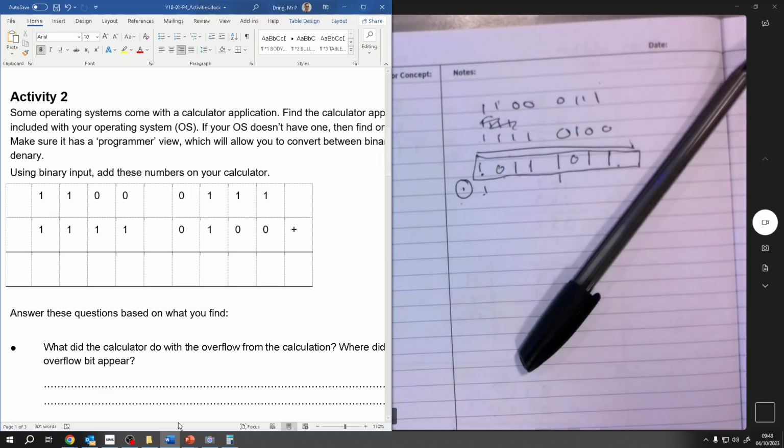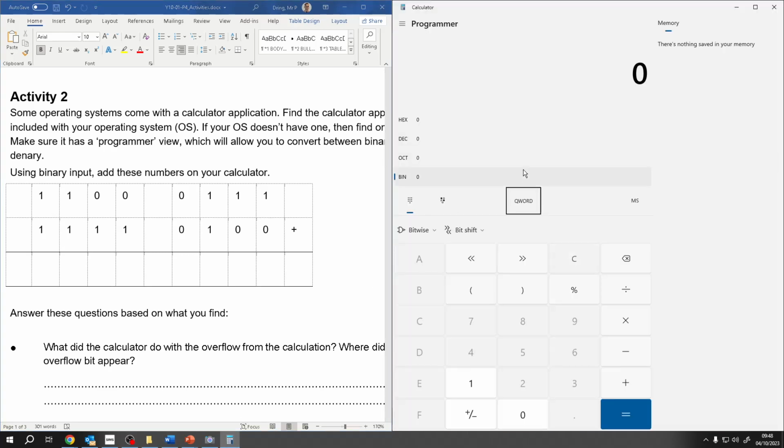So let's go back to the calculator and see how it handled it. Well, to begin with, it wasn't really a problem. It just said 1100011 plus 1111 0100. Oh, hang on. What happened here? 1100011 plus 1111 0100 equals. And it didn't really work all that well.